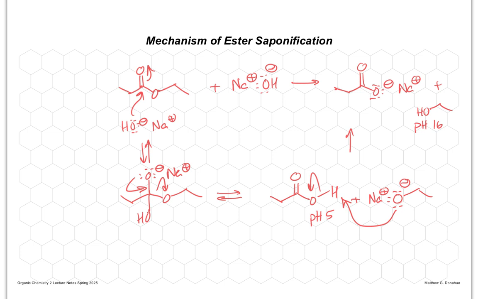And so as I said, that's the metal carboxylate. If you wanted to isolate the actual acid, then you just have to adjust the pH. You can do that in the same flask by adding in acid. So again, saponification is basic media. Any questions?